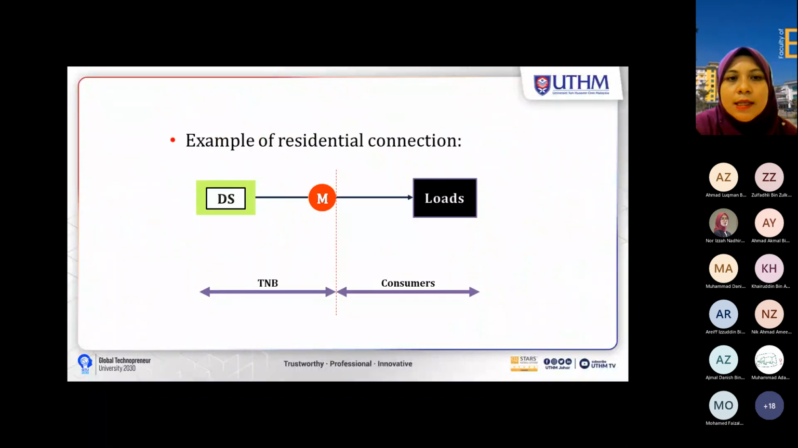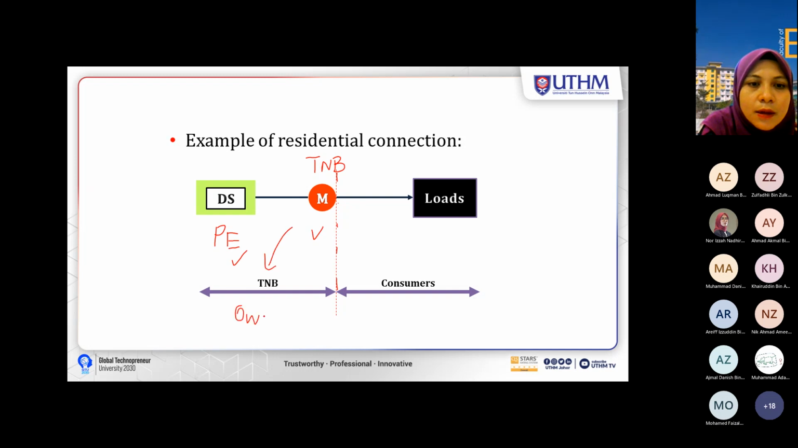Okay, so this one is the example of the residential connection kan. So basically macam saya terangkan tadi lah. So this one is the PE, and then you akan masuk dekat TNB punya meter. Kan, TNB meter. Ni ada dotted line ni, nak membezakan owner dia siapa. Okay, for example, PE dengan meter, owner dia adalah TNB.